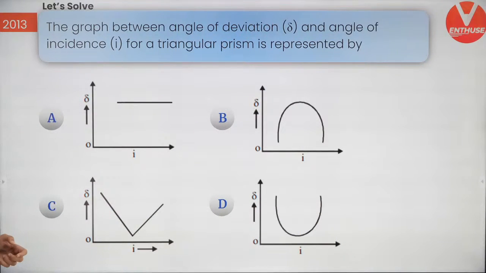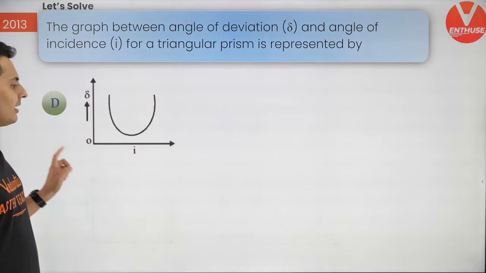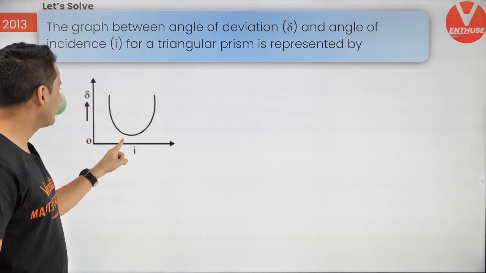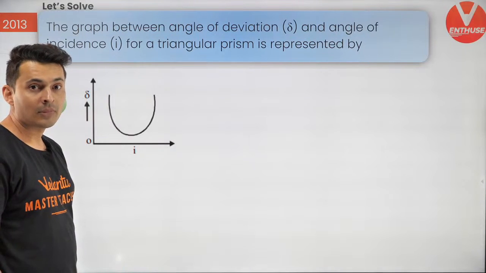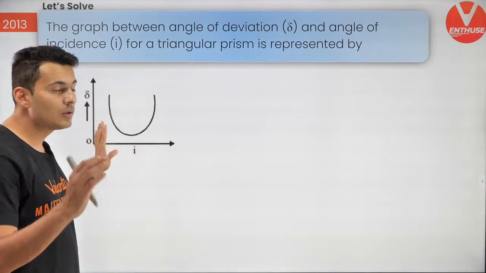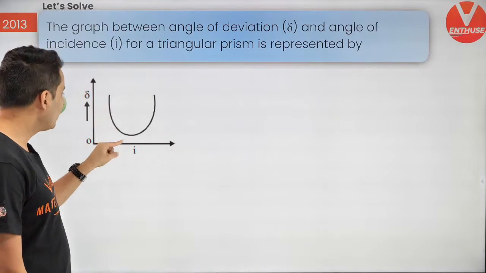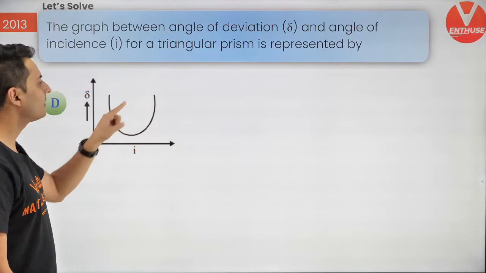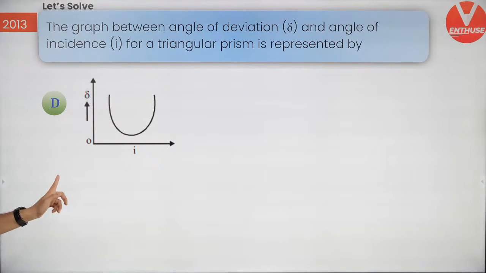Okay, a lot of you are saying C, D, B. Guys, simple. This is the graph. Don't you know that there is one angle for which the deviation is minimum? For all other angles of incidence, the deviation is not least. Only for one angle the deviation is least, and that's why the graph looks like this. You should know this.